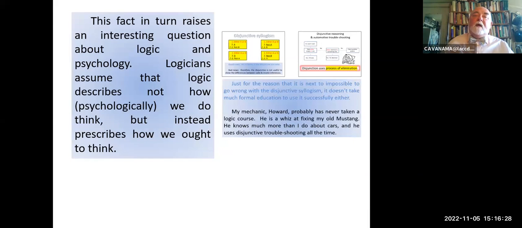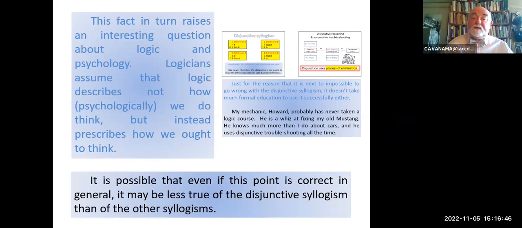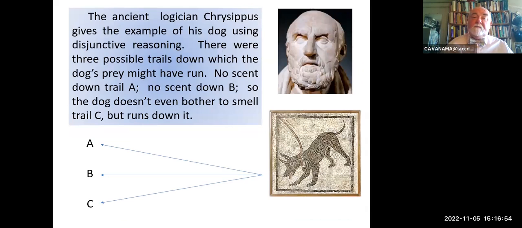and it works. This fact, in turn, raises an interesting question about logic and psychology. Logicians, as I mentioned in the first lecture, or the second lecture, assume that logic describes not how we psychologically do think, but instead prescribes how we ought to think, rather than being descriptive. It's possible that even if this point is correct in general, it may be less true of the disjunctive syllogism than of the other syllogisms.